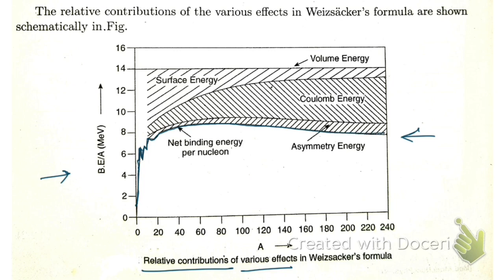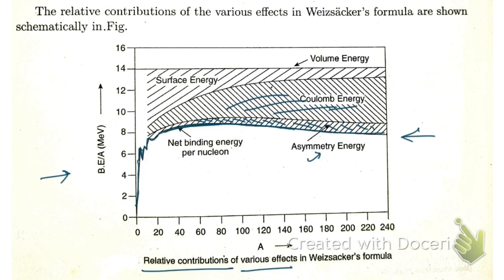Okay, so this part above this graph, this is asymmetry energy, and this bottom line is the net binding energy per nucleon, and this portion is surface energy, right? And this portion is Coulomb energy. Here you can see this portion, right? So this is the graph.